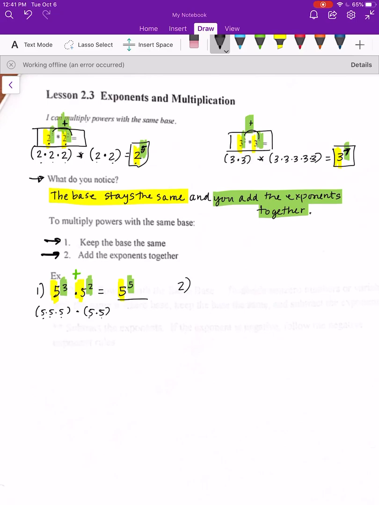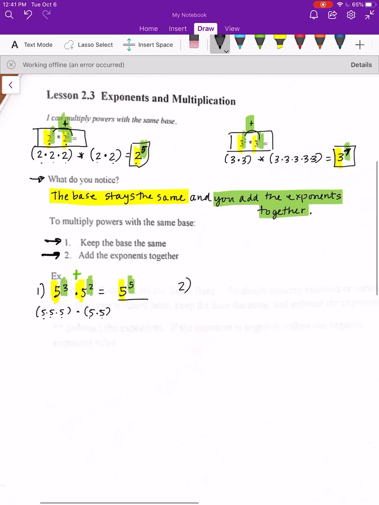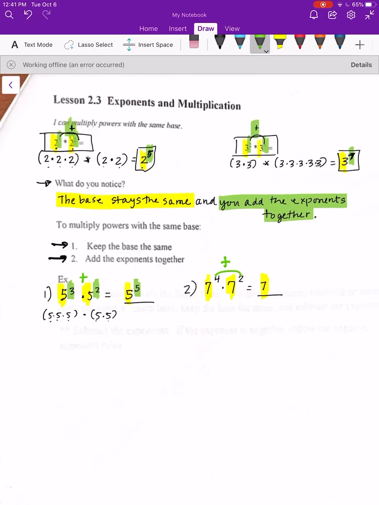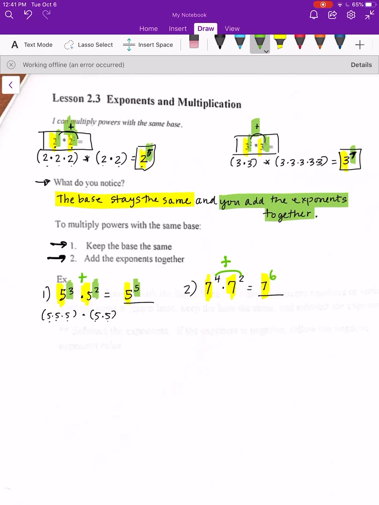So we're just going to use the shortcut and do 7 to the 4th times 7 to the second. So keep the base the same, which is your 7 and your 7. So your base would be 7. And then you're going to add your 4 plus your 2, and 4 plus 2 is 6. So it'd be 7 to the 6th power.